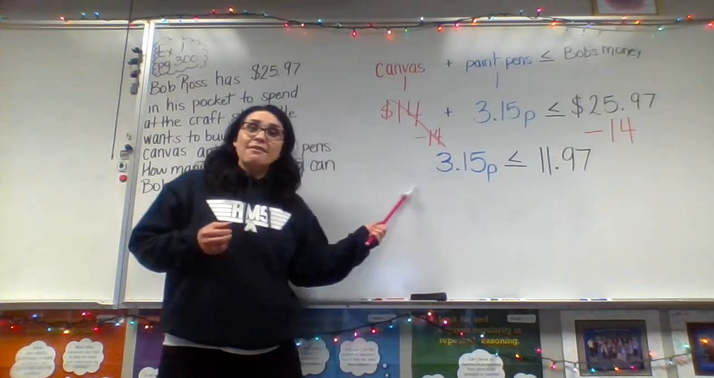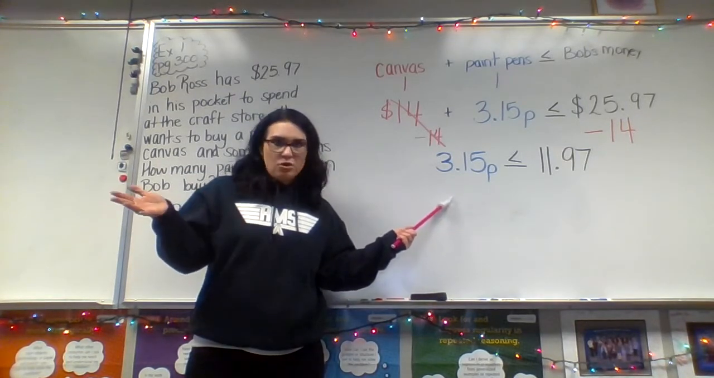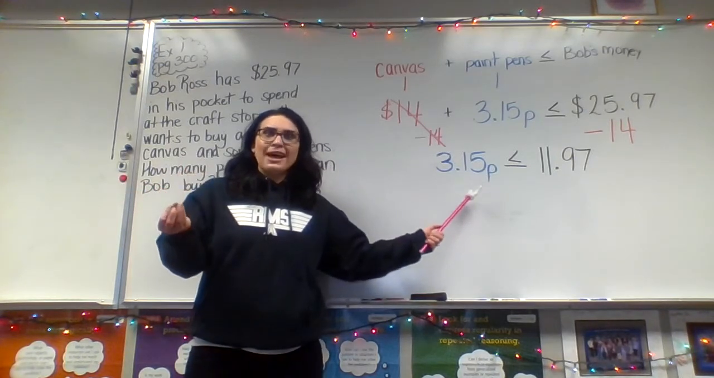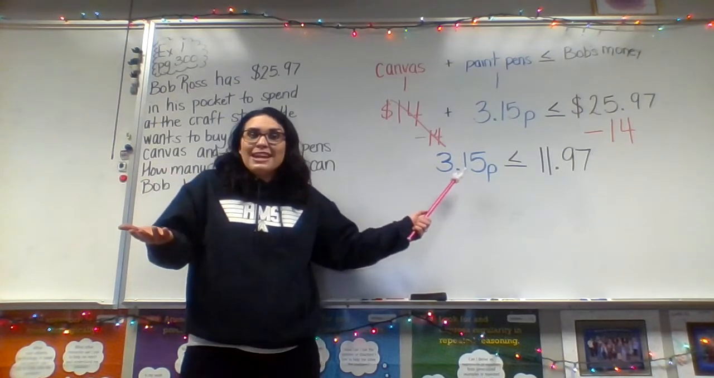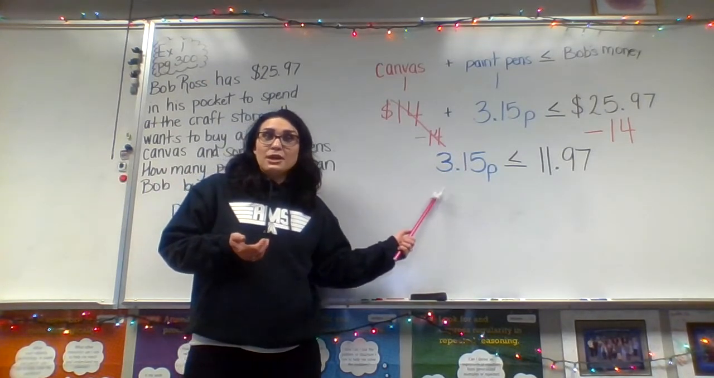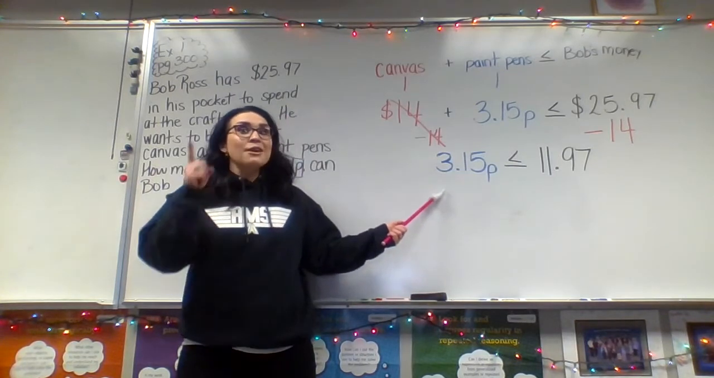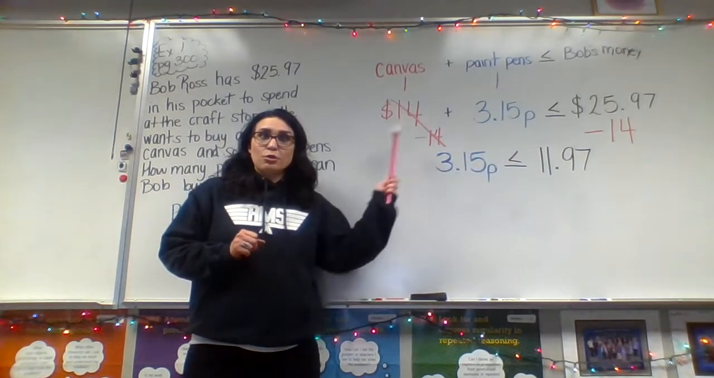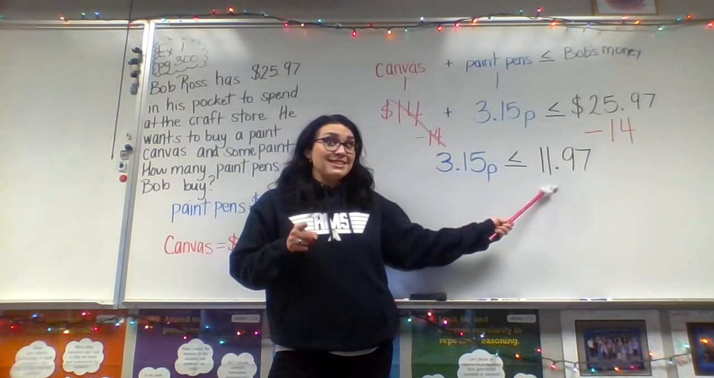So remember, when we have this coefficient, I know it's a decimal, still a coefficient, right? We're multiplying it by that variable. How do we undo multiplication? Well, we use division, right? So we'll be dividing $3.15 times P by $3.15. But don't forget, just like how we had to make sure that we subtracted 14 from both sides over here, we'll need to also use division on this side.